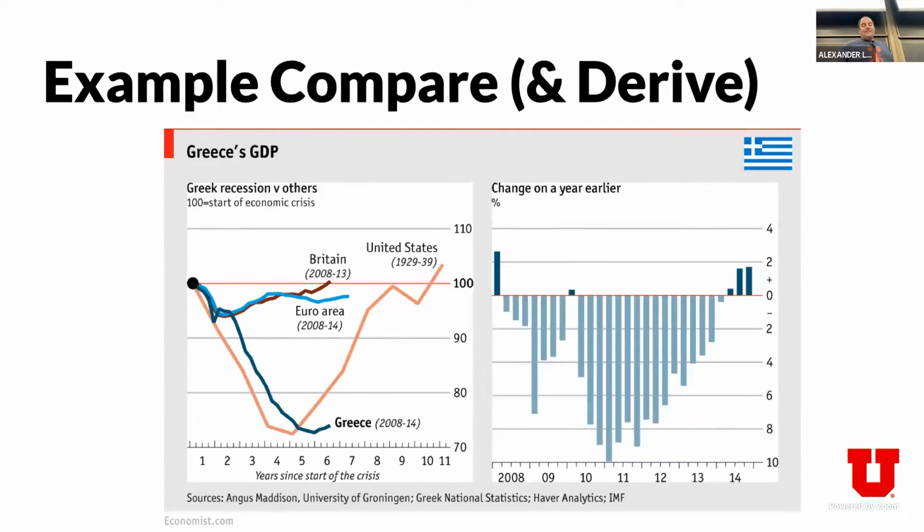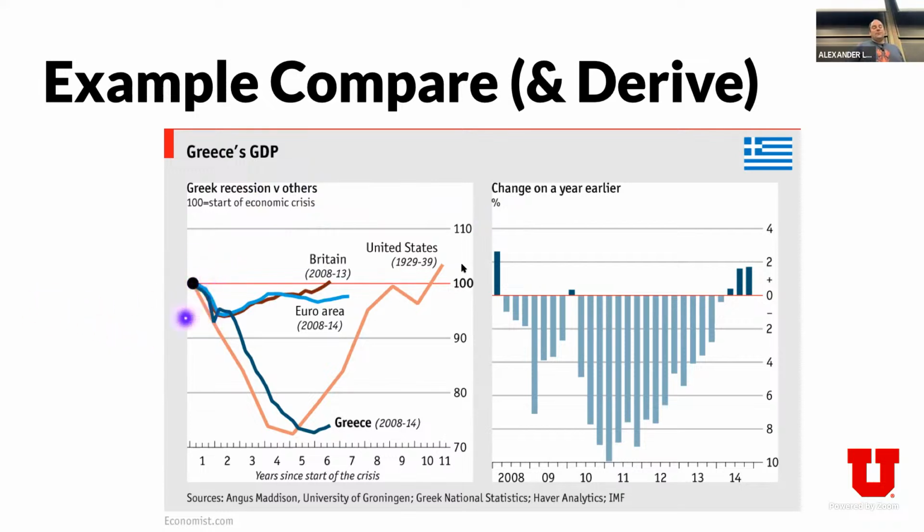So here's an example. This is a chart of Greece's GDP after the years of a financial crisis. We have the Greek economy from 2008 to 2014, starting from the outset of the financial crisis. And you compare this to the financial crisis of the Euro area and of Britain, and then to the Great Depression in 1929 in the United States.